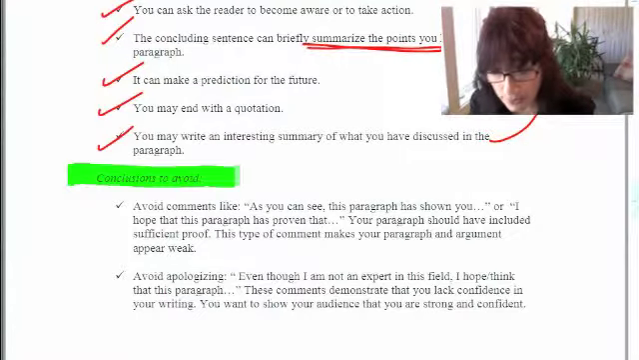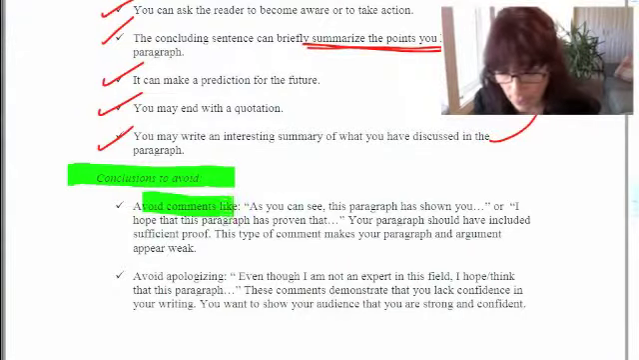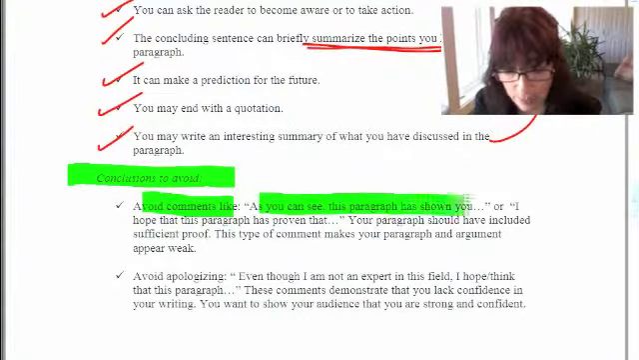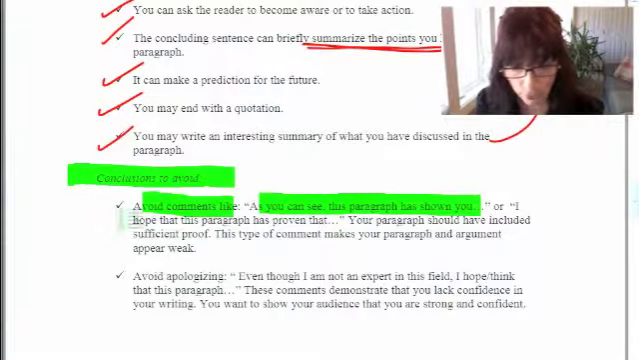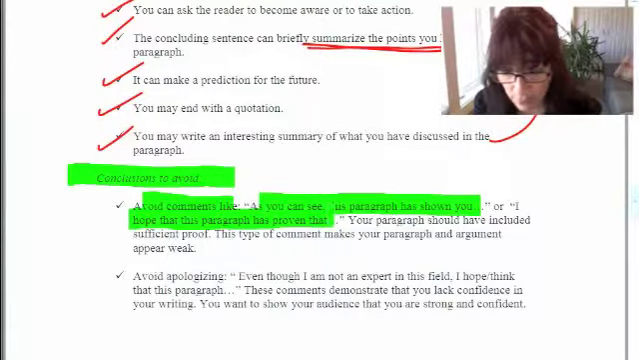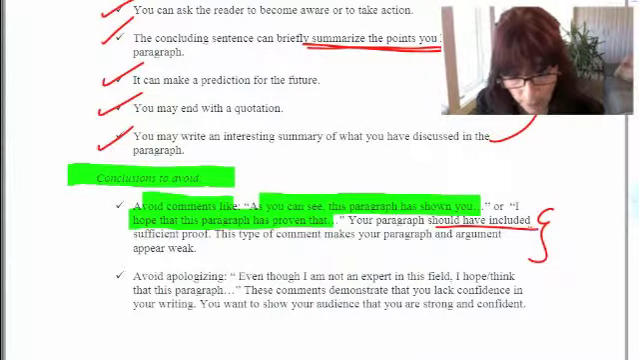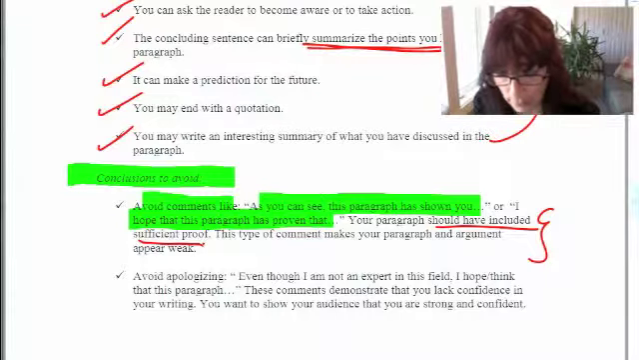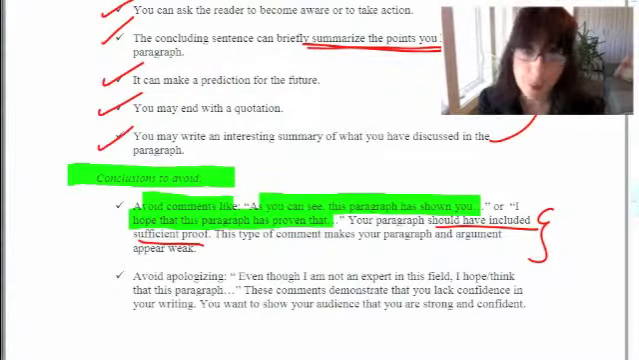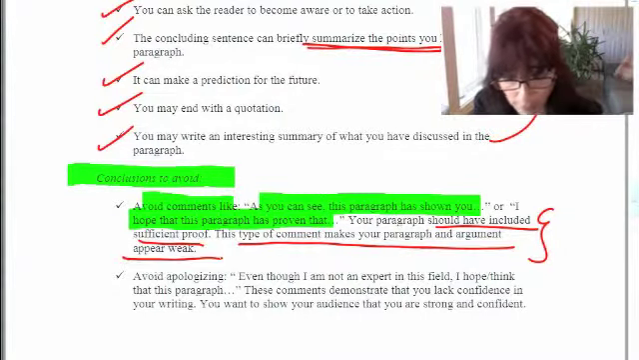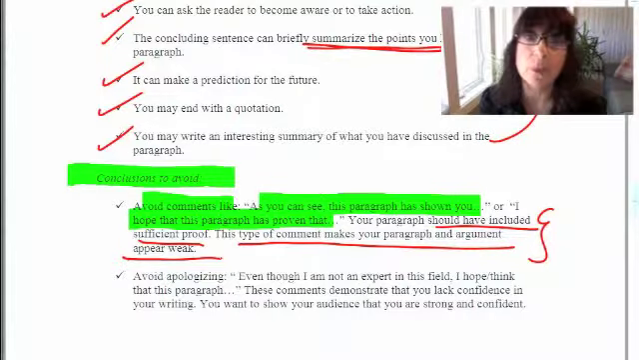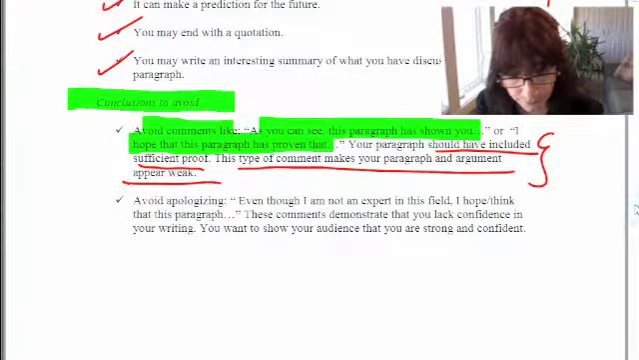Here are some conclusions that I suggest you avoid. Avoid these comments: "As you can see, this paragraph has shown you," or "I hope that this paragraph has proven that." Now, these are very weak comments because your paragraph should have included enough proof that you shouldn't have to apologize. This type of comment makes your paragraph and argument seem very weak, so avoid it.